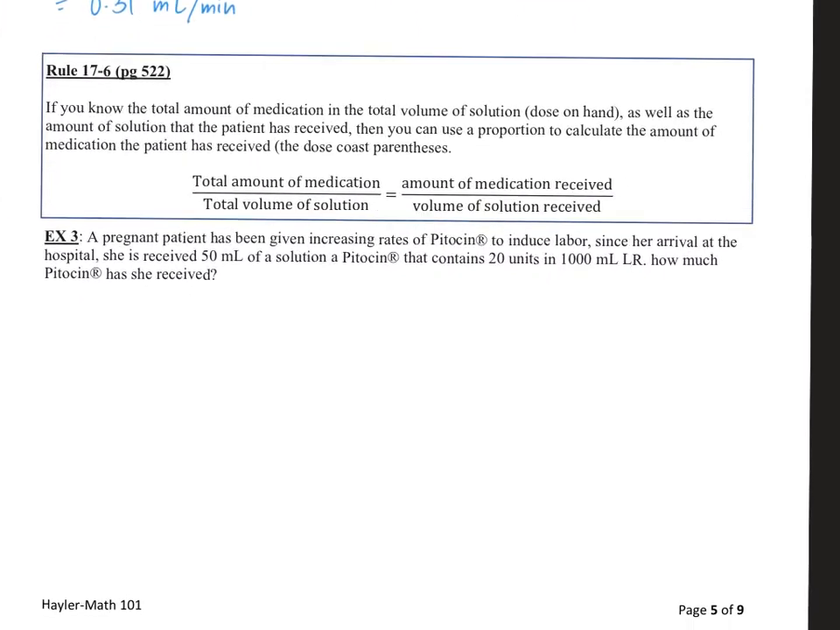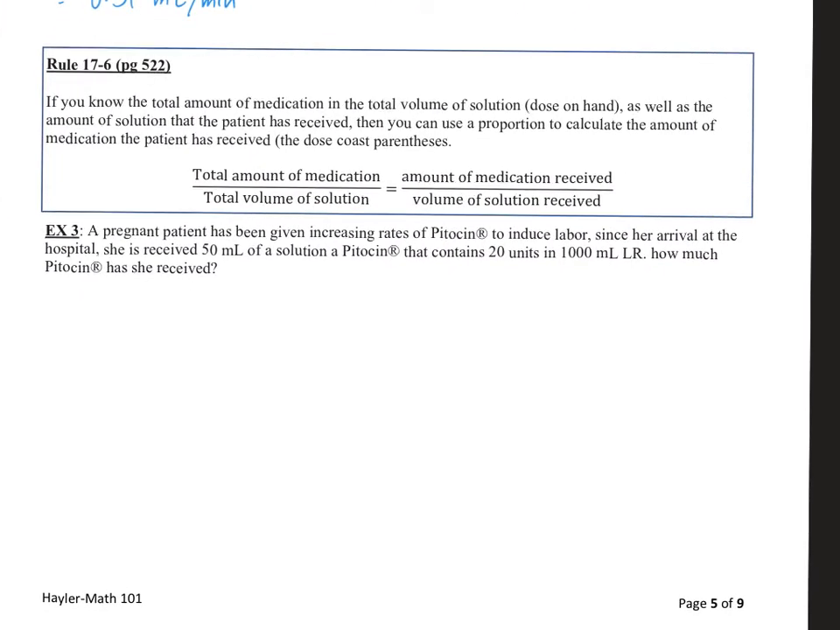Alright, so the next rule. If you know the total amount of medication in the total volume of solution, as well as the amount of solution that the patient has received, then you can use a proportion to calculate the amount of medication the patient has received. Hopefully this is changed in your notes by the time you get it, but there's a small typo. That should just be another parentheses, not dosed. Then you have the proportion: total amount of medication over total volume of solution, equals amount of medication received over volume of solution received.